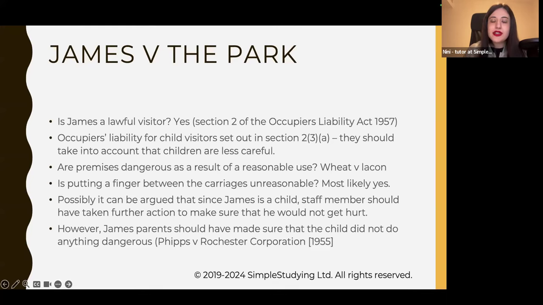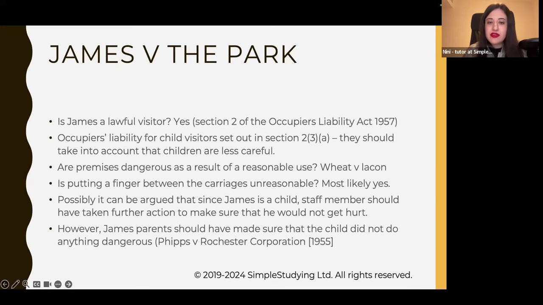Therefore, the next legal issue is to analyze the scope of the duty. When someone goes to an amusement park, the company that operates the amusement park has a duty of care towards all the visitors, all the lawful visitors, and there are certain requirements for this duty to be discharged, and the details of that are set out in section 2(3)(a) of the Occupiers' Liability Act.